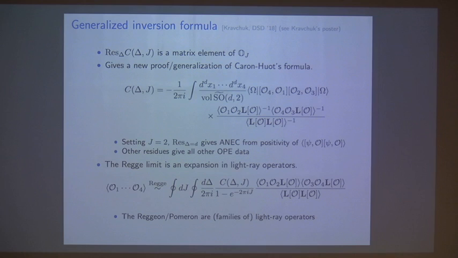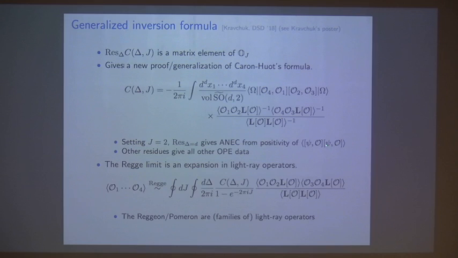But another thing that it encodes is the average null energy condition, for example. So the way you get the ANEC from this point of view is you set J equal to 2 and take a residue at the dimension of the stress tensor, and that gives you the average null energy condition. It comes from positivity of the double commutator. So you use two operators O to form the ANEC operator, and you're looking at its matrix elements in some state psi.